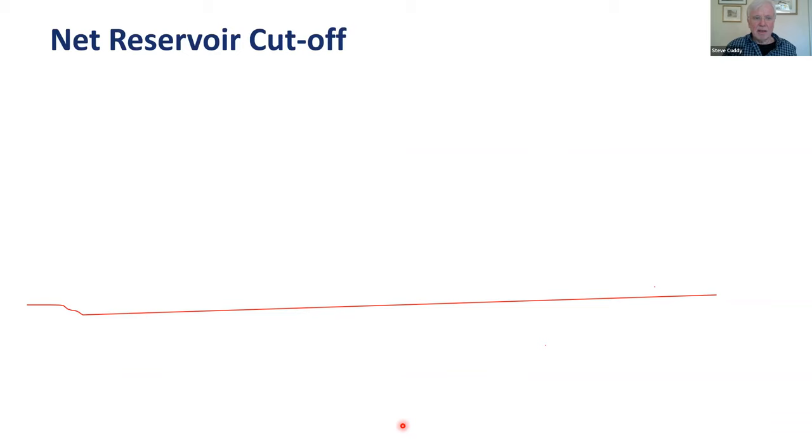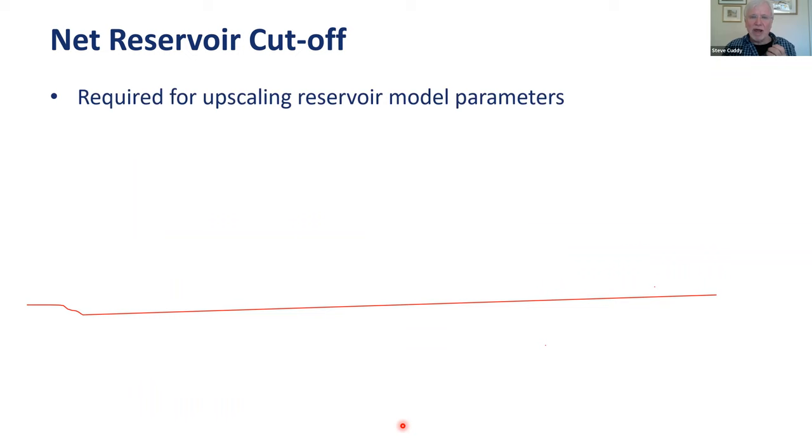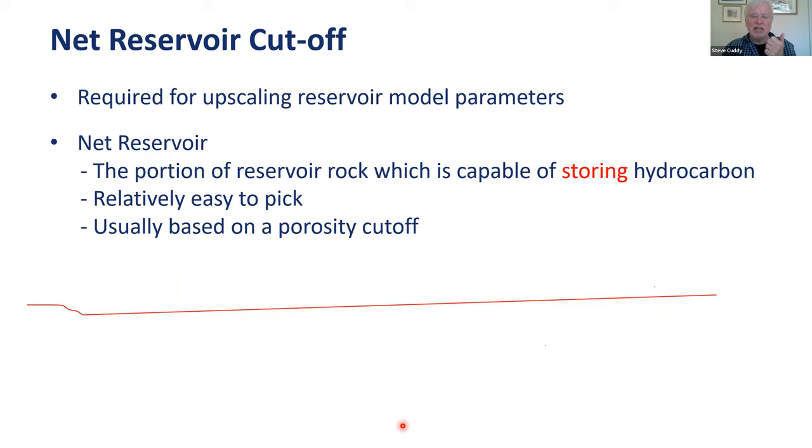So we need a net cutoff for our reservoir model. It's required for upscaling our parameters. Now, net reservoir is what we use in the reservoir model. It's defined as a proportion of rock that is capable of storing hydrocarbon. It's relatively easy to pick and is usually based on a porosity cutoff.